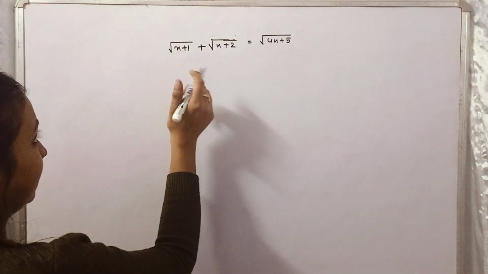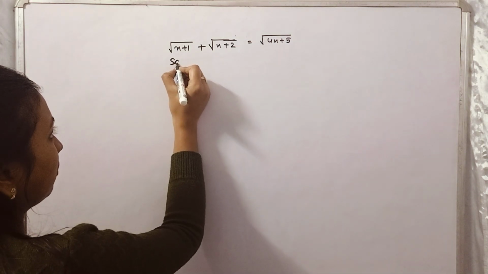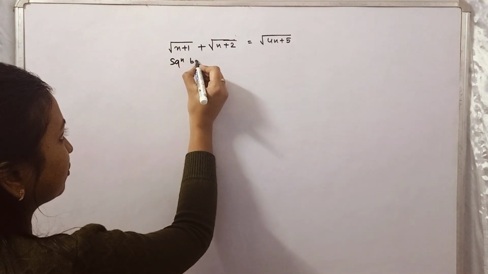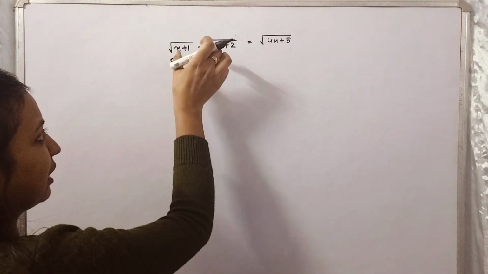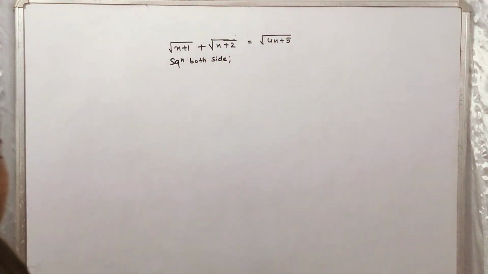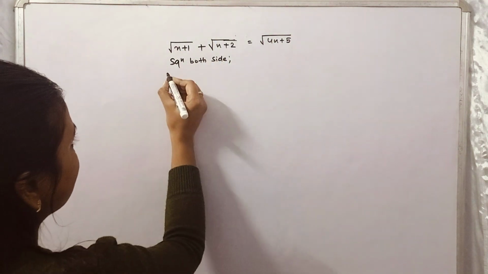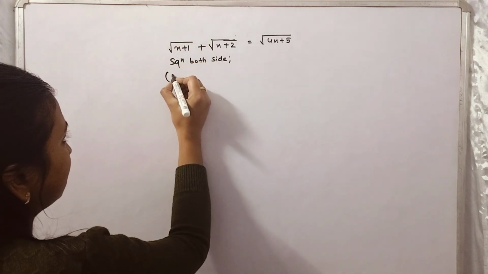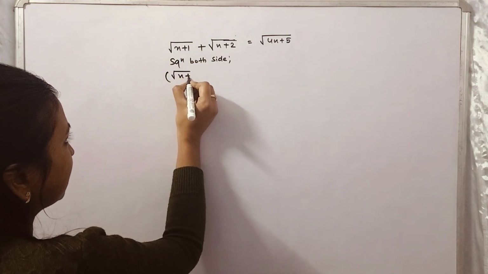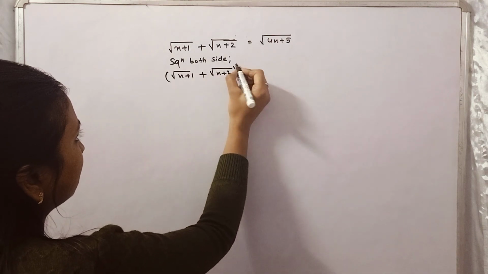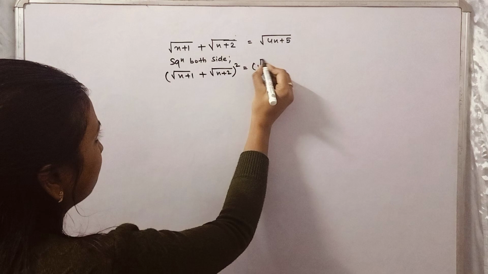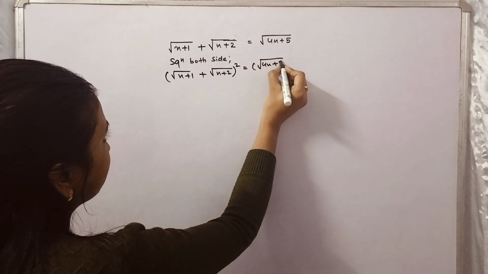See, there may be lots of other processes to solve this, but I chose to square both sides so that we can easily remove the square roots. Fine. So when we square both sides, root under x plus 1 plus root under x plus 2, whole square, is equal to root under 4x plus 5, whole square.